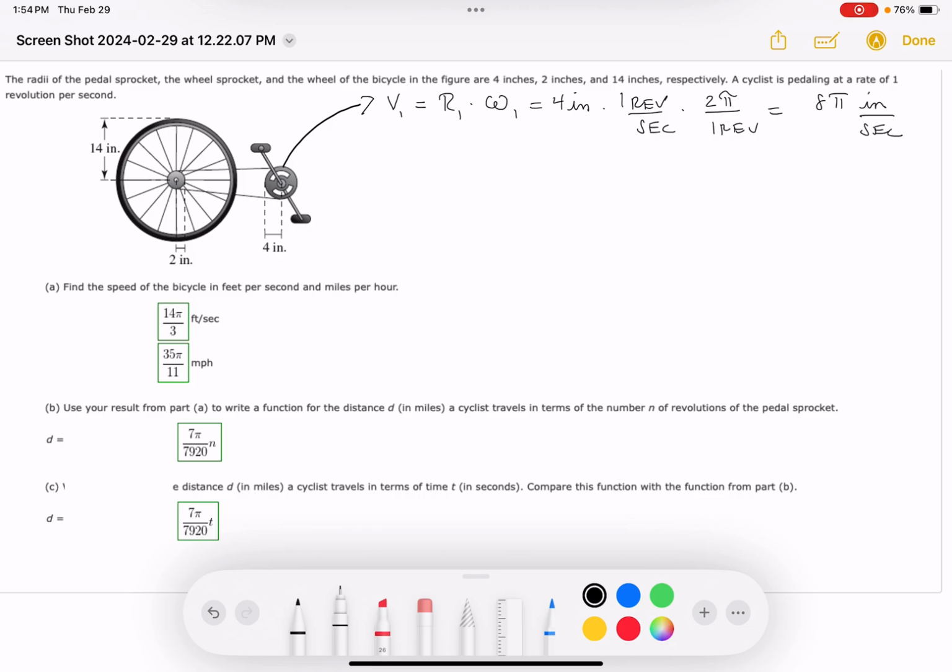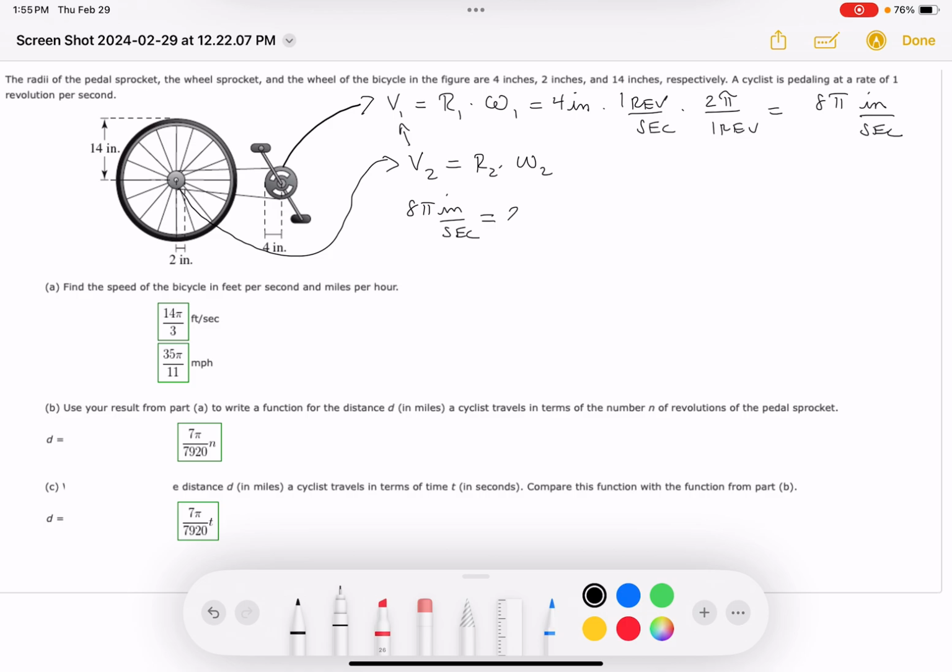Now, by the way, the chain is rotating. I'm sorry, it has a linear velocity, but it's rotating that sprocket behind us. So what do I want to claim over here? The wheel sprocket is going to have a velocity, and what's that going to be? It's going to be the same. The chain is the chain. It's moving those objects, by the way. So this is going to be R2 times omega 2. Now, what's V2? It's the same thing as V1. So it's 8 pi inches per second.